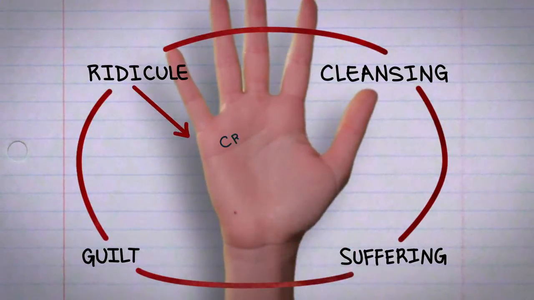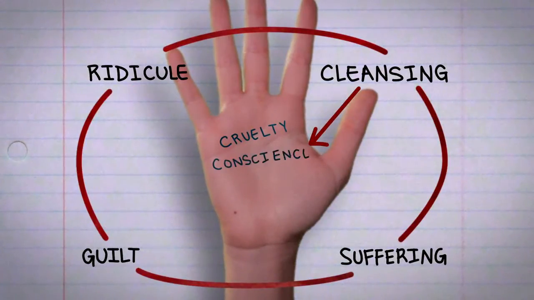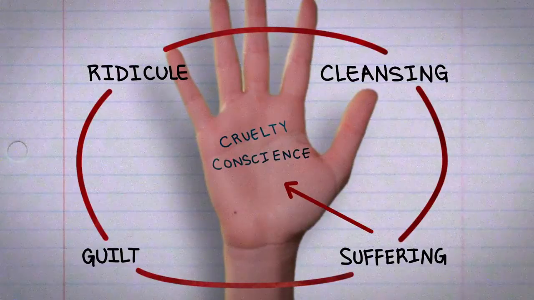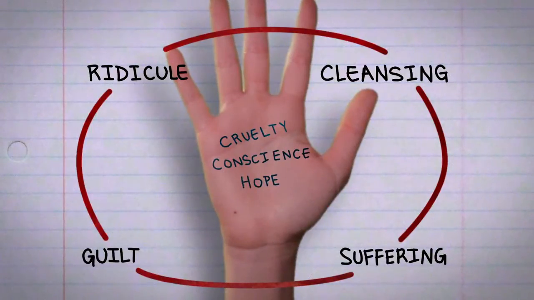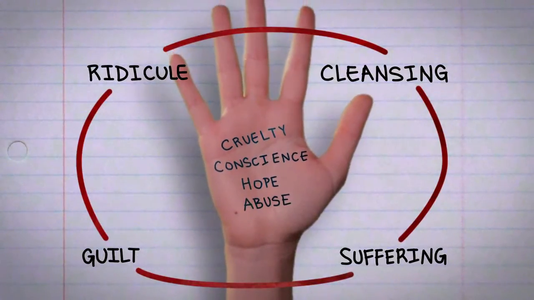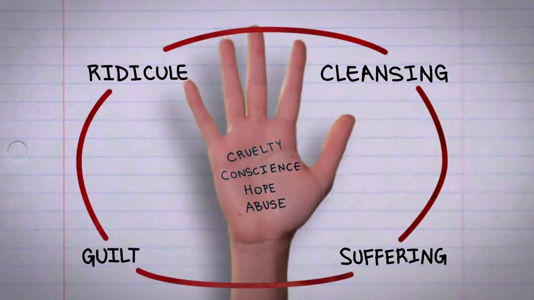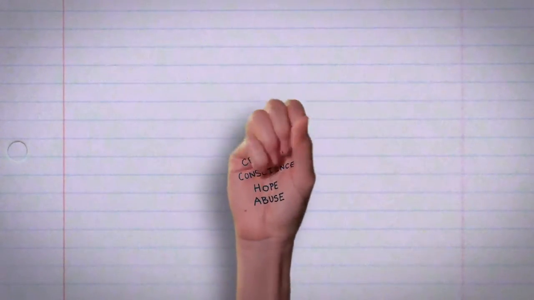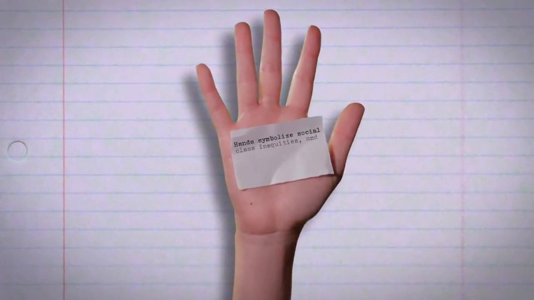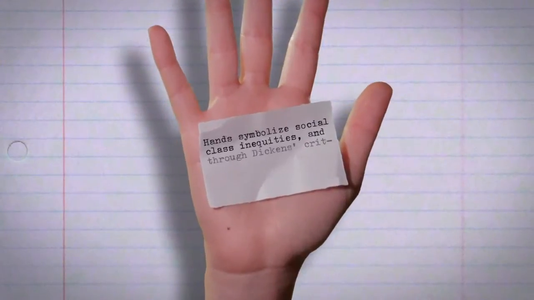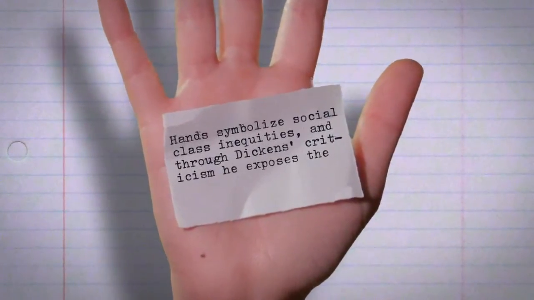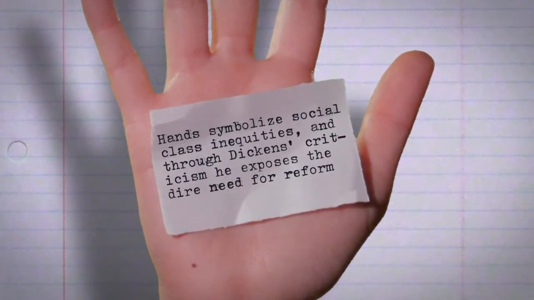Estella's comments smack of cruelty, while Jaggers cleanses his immoral conscience. Pip finds a second chance, while Mrs. Joe abuses a child under the guise of love and dedication. What can you analyze with this pattern? Hands symbolize social class inequities, and through Dickens' criticism, he exposes the dire need for reform in Victorian London.